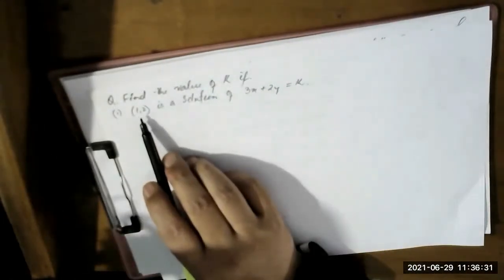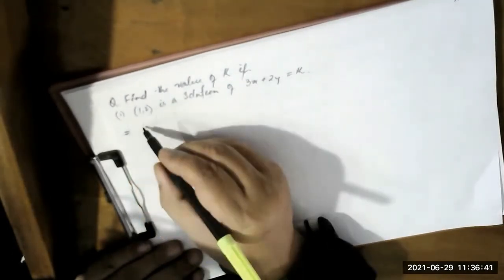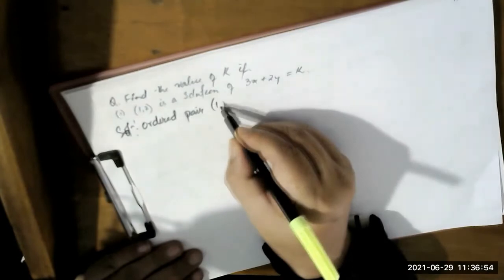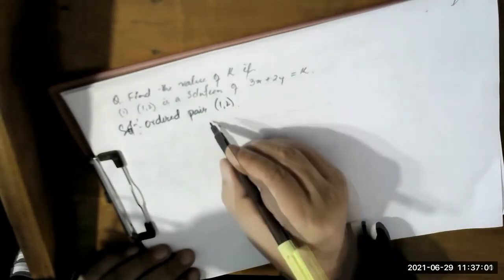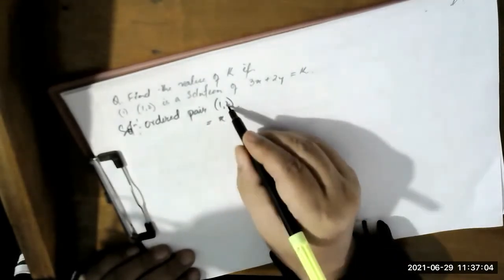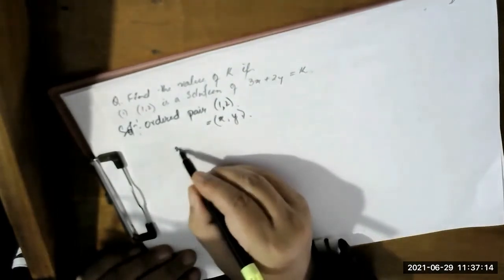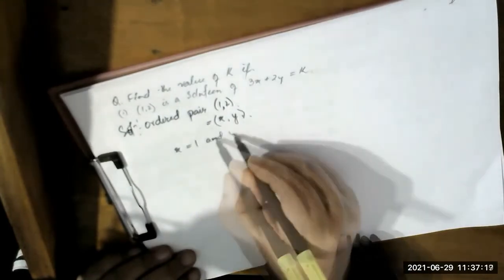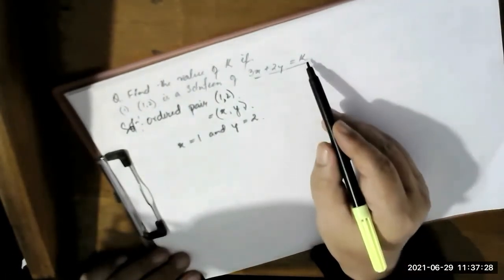Find the value of k if (1, 2) is a solution of 3x plus 2y is equal to k. So as we learned, this is an ordered pair. The ordered pair given is (1, 2). So in this type of question, the first one we will always assume as x and the second we will always assume as y. So here we get x is equal to 1 and y is equal to 2. So this value of x and y, we have to substitute in this equation to get the value of k.